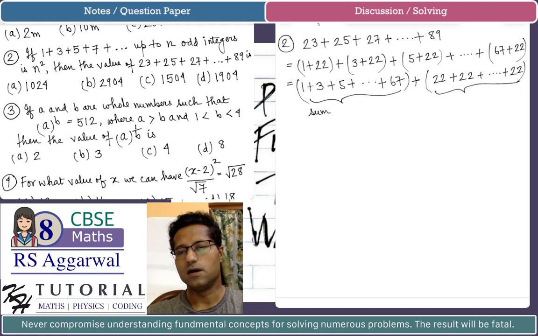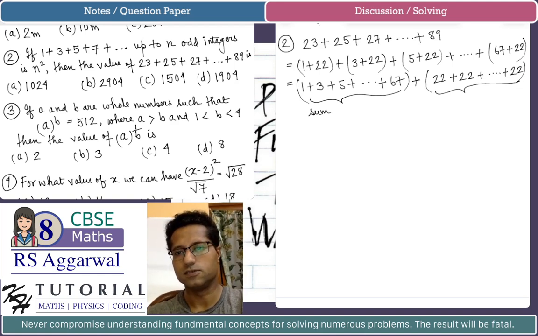We know that the first odd integer is 1, the second odd integer is 3, the third odd integer is 5. Similarly, we have to find the sequence number of the odd integer 67. Like for 5 it is the third odd integer, for 3 it is the second odd integer. Similarly, we have to find which nth odd integer 67 is.